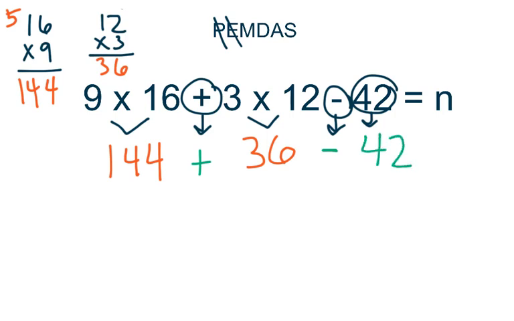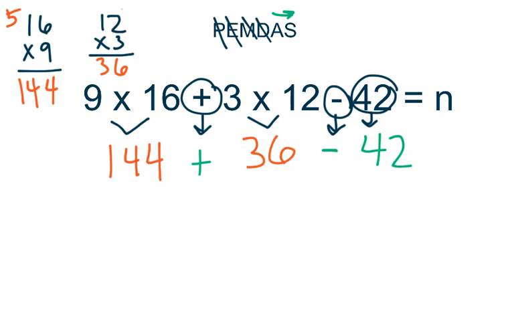So now I have a new equation. I've solved for two pieces. I've solved my multiplication, and I don't have any division. So now I'm on to my addition and subtraction. And with addition and subtraction, I solve that how I see it from left to right.